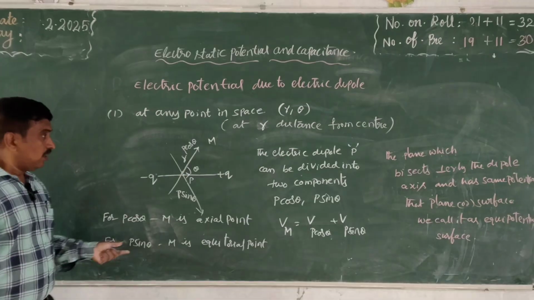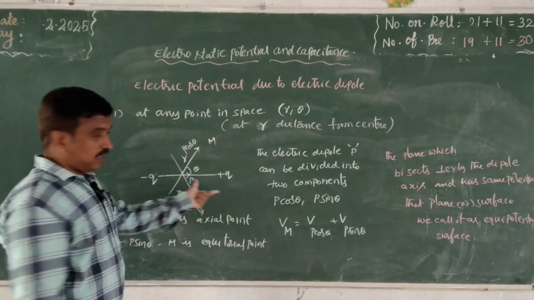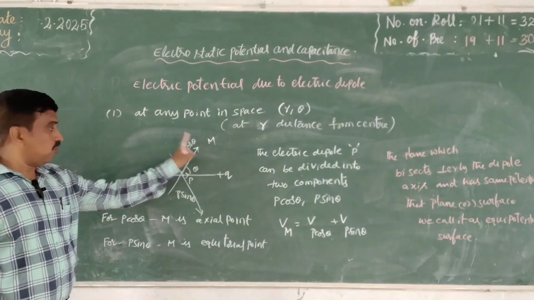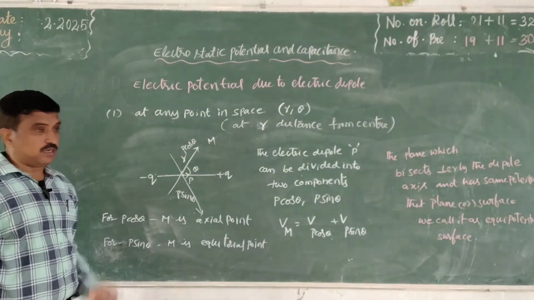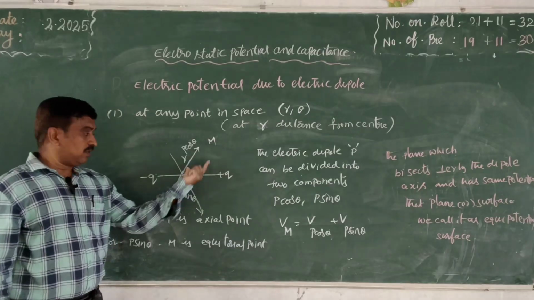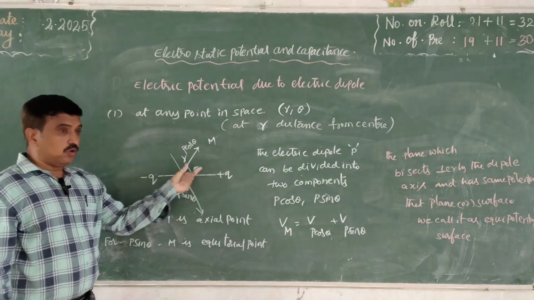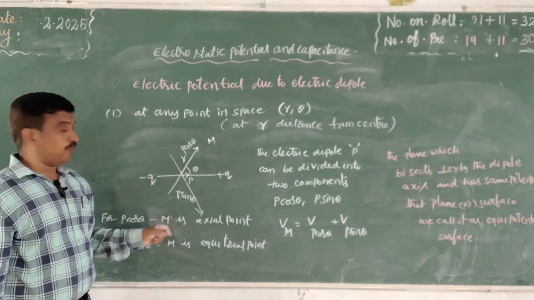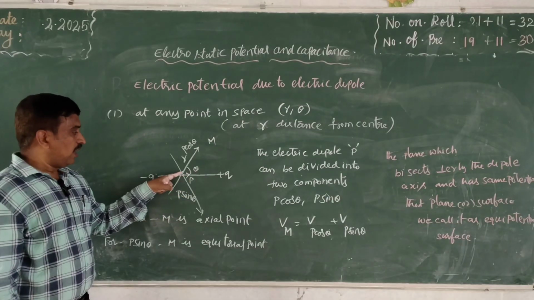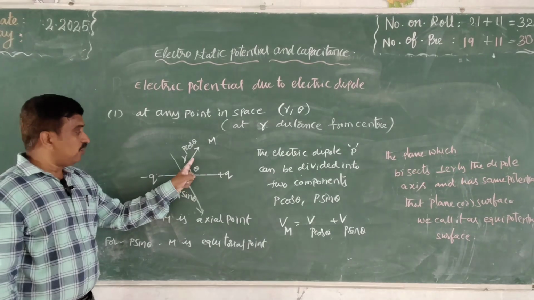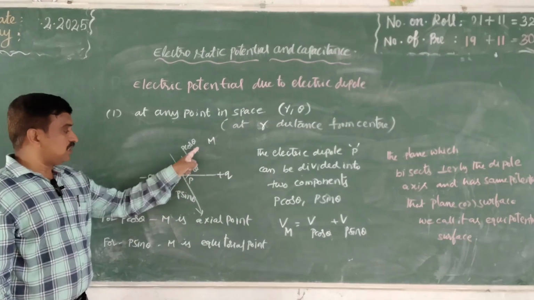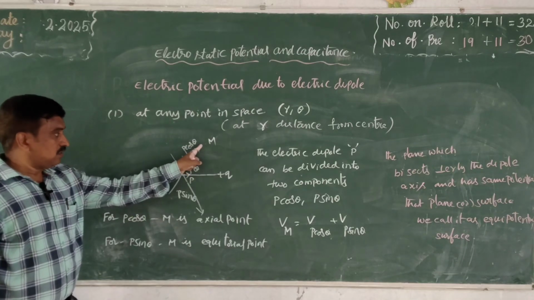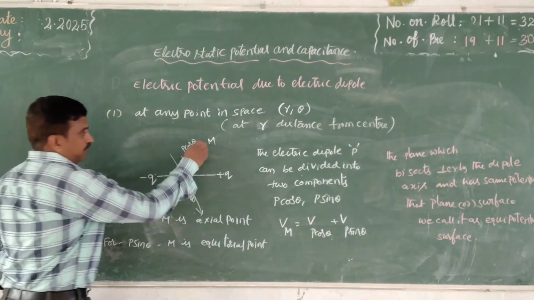See here, I repeat again. We have an electric dipole and any point in space. I select this point, or this point, or any point. It is at distance r from the center. It makes angle theta with the dipole axis, so theta is the angle made by the direction of the dipole moment with the radius r. r is the distance from the center to a particular point, M.